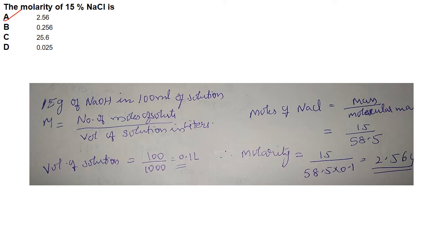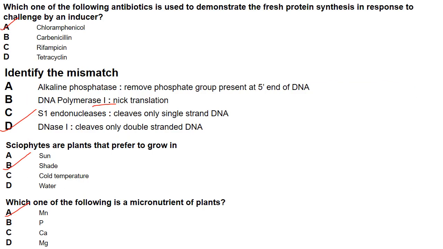So answer is option A. Then next one. Which of the following antibiotics is used to demonstrate the fresh protein synthesis in response to challenge by an inducer? It is chloramphenicol. Tetracycline is not used because it inhibits initiation itself. So chloramphenicol is used.